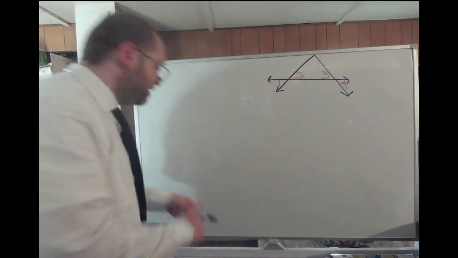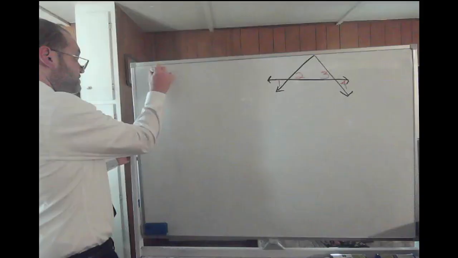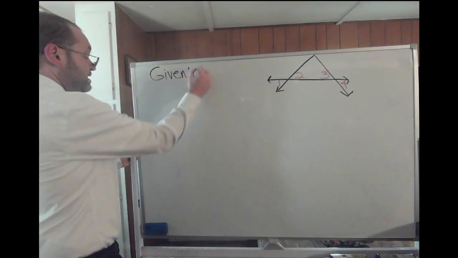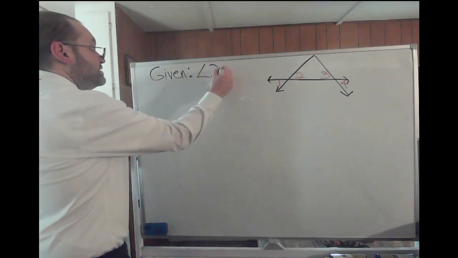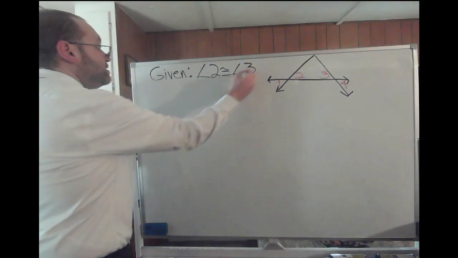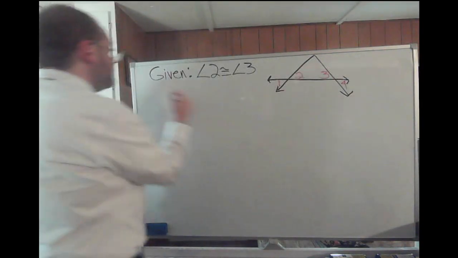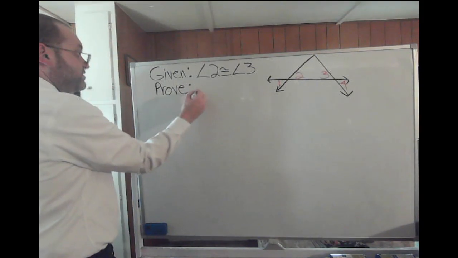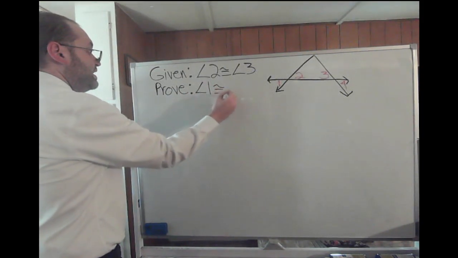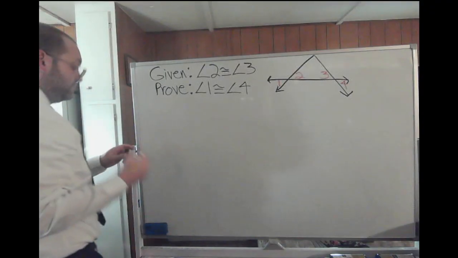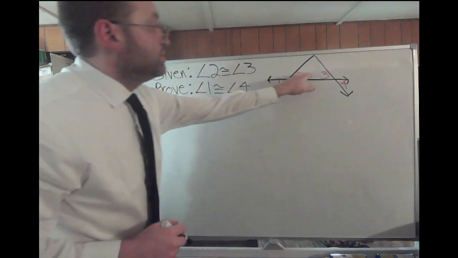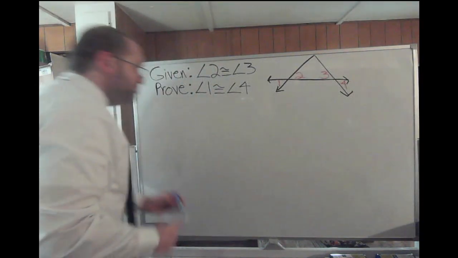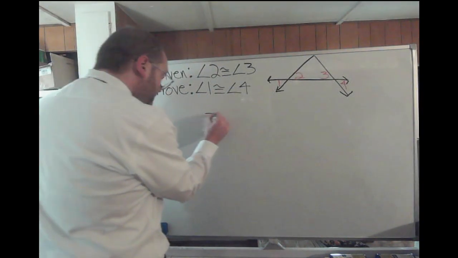So now we got to do a proof. So we've been given that angle 2 is congruent to angle 3. What we're being asked to prove now, we have to prove that angle 1 is congruent to angle 4. So we're given that angle 2 is congruent to angle 3. We need to prove that angle 1 is congruent to angle 4. That's not so bad. Let's set this problem up again here.